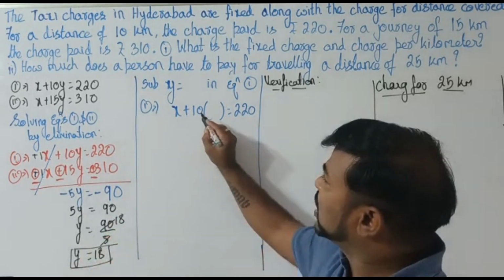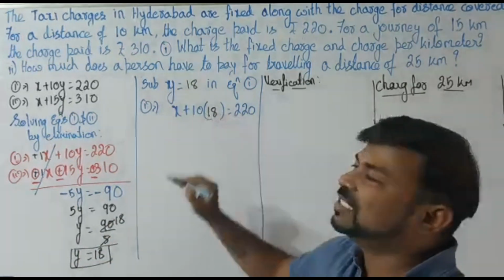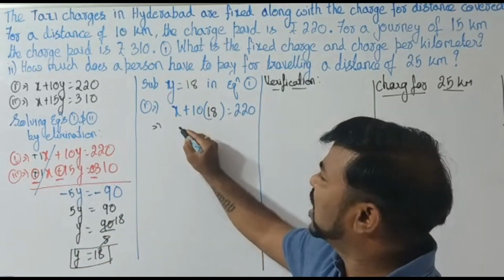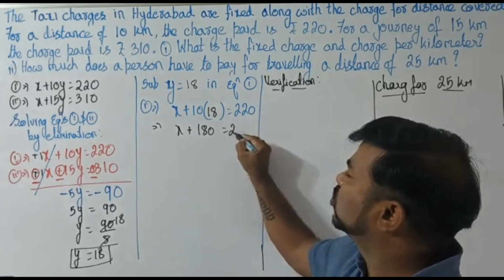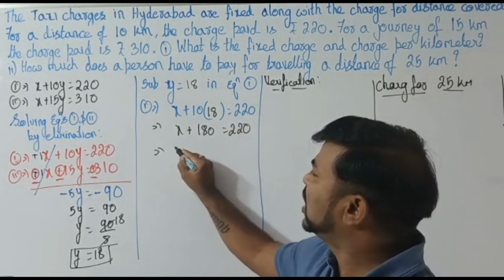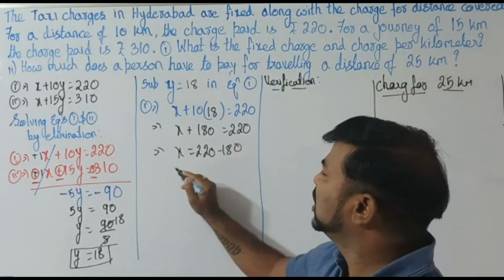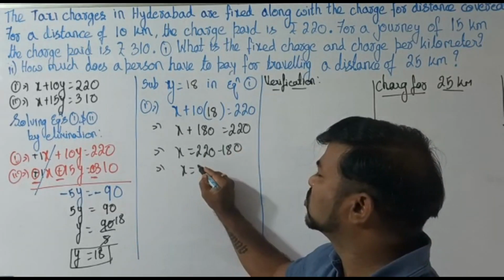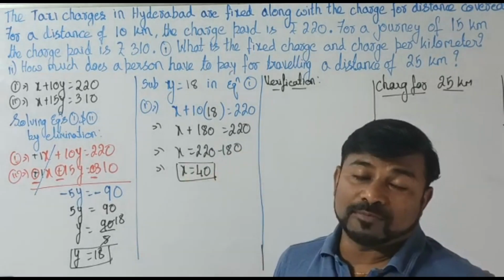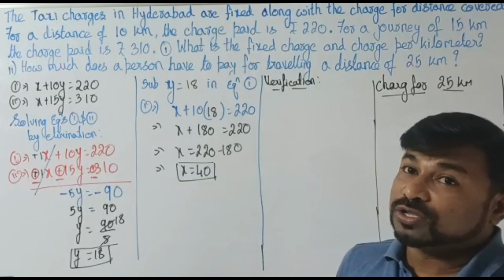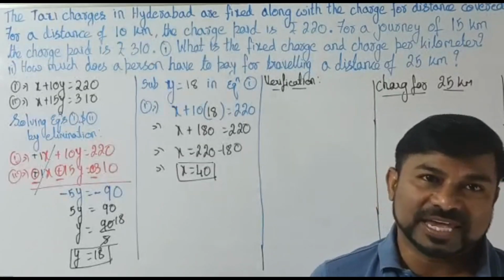Alright, now you got y as 18, so substituting y as 18 here, let us find x. x plus 180 equals 220. If you simplify, x equals 220 minus 180, so x equals 40. Right, so let it keep like that, but I am not sure whether they are right or not. So for the sake of that, we are supposed to go for the concept of verification.